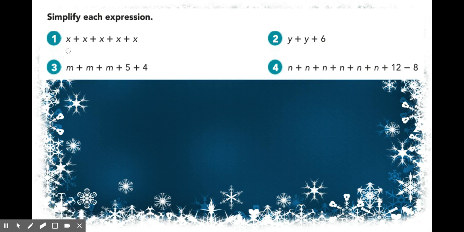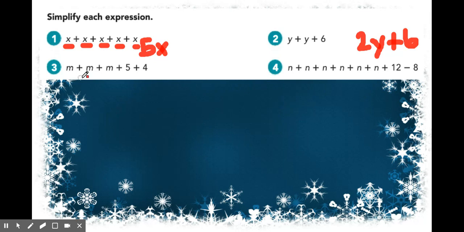When I look at number 1, I say, okay, do I have like terms and what are they? Well, I have an x, another x. All of them are x's raised to the power of 1. So I can combine all of these. That's 1x, 2x, 3x, 4x, 5x. When I simplify this one, I have 5x. When I look at 2, here's a 1y, another 1y, so I have 2y. And then 6, I have no like terms here, so I just have 6. I can't combine that with anything.